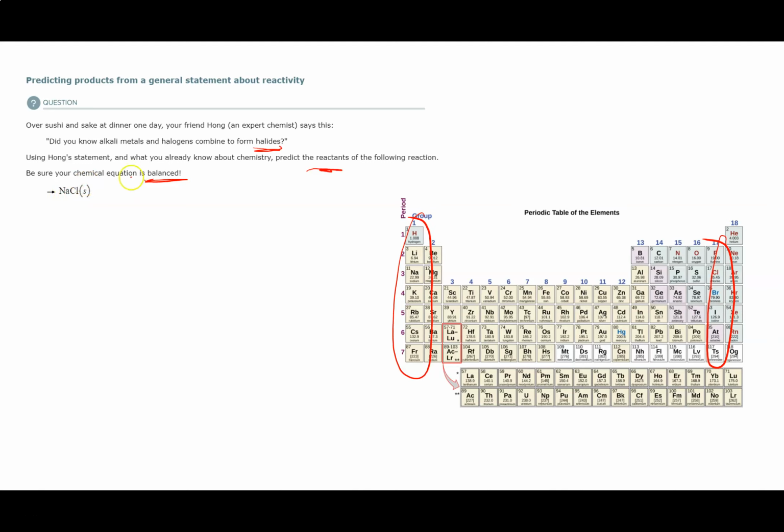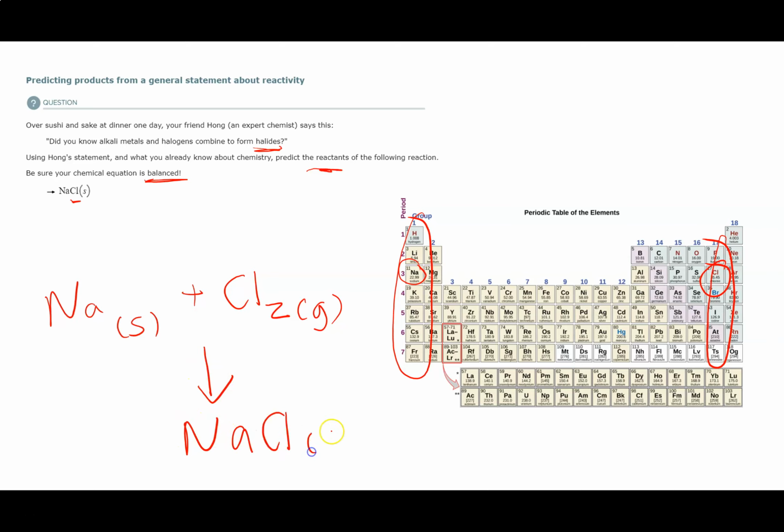So we're going to react an alkali metal, which in this case is going to be sodium, and sodium is not a diatomic element, but it's a solid at room temperature. We're going to react that with the halogen chlorine. And chlorine is a diatomic element, and it's present as a gas at room temperature. Those two things are going to react to make solid sodium chloride, which is our halide.